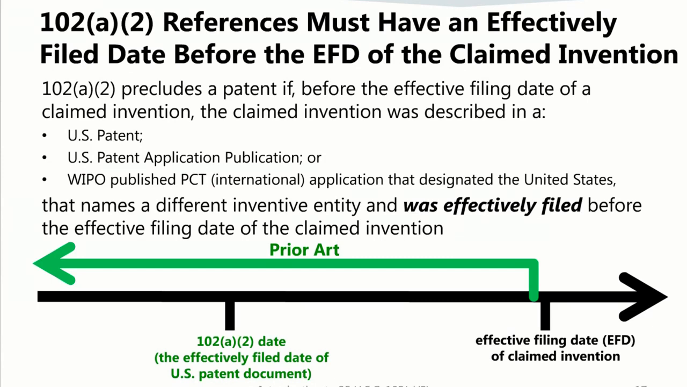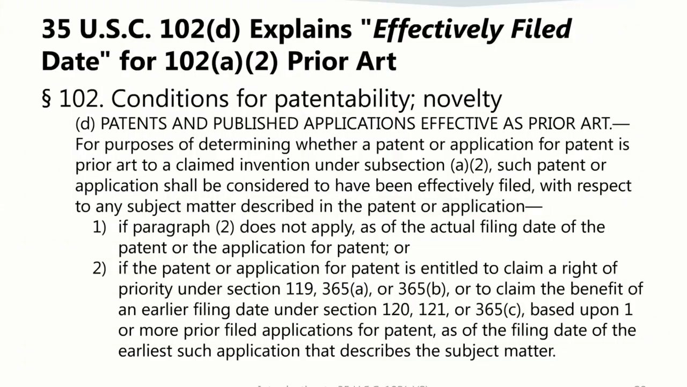date. We use effective filing date when we're talking about an application that is under examination. We use effectively filed date when we're talking about the date of a 102A2 patent document being used as a reference. Examiners must consider the effective filing date of their references and the effectively filed date for 102A2 prior art.